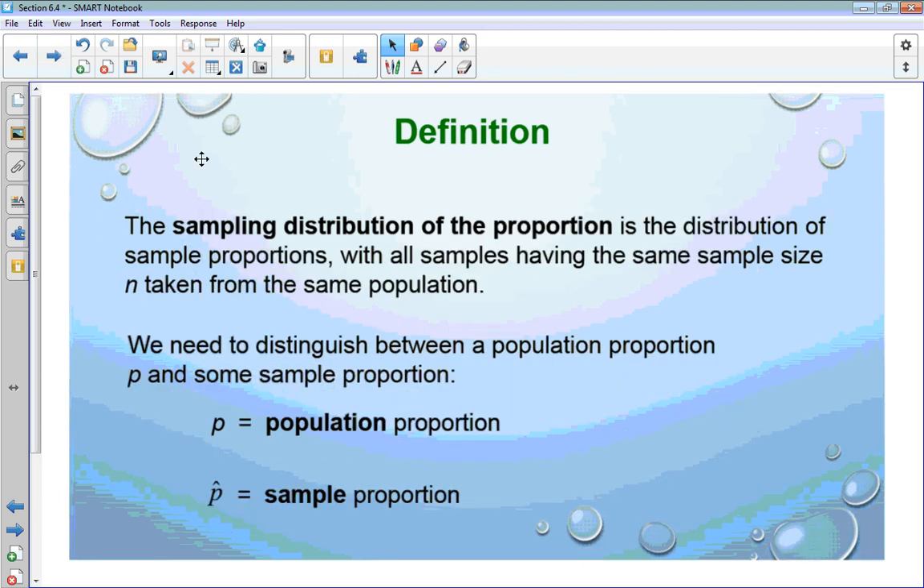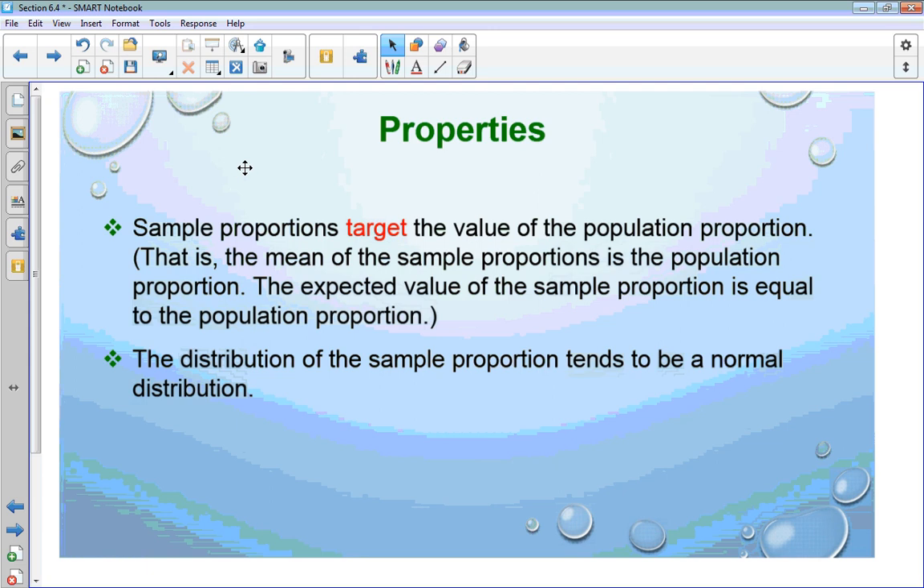So we need to have a way to distinguish between a population proportion and some sample proportion, because a sampling distribution of proportions can also be taken. So we're going to use p for the population proportion and p hat for a sample proportion. Sample proportions, again, do target the value of the population proportion. Very important thing, because that allows us to estimate that population proportion. The distribution of the sample proportions also tends to be a normal distribution.